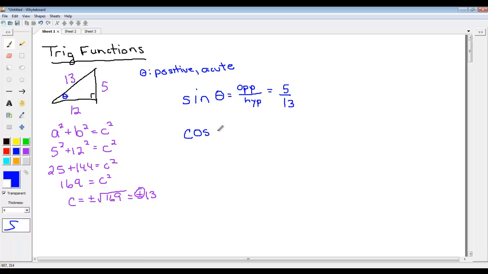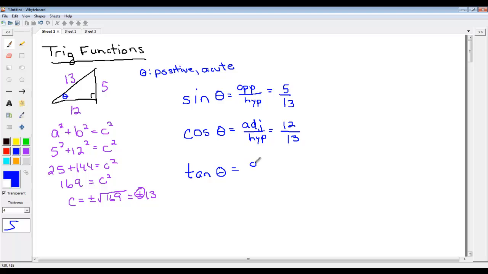Cosine of theta is adjacent over hypotenuse. So we're looking at theta. Adjacent is the side, not the hypotenuse, but the leg attached to the theta here. So the length is 12, and the hypotenuse has length 13. I kind of remember cosine being close, cosine close, so adjacent over hypotenuse, versus sine being opposite or further away over hypotenuse.